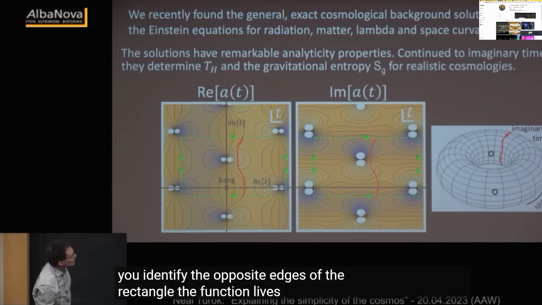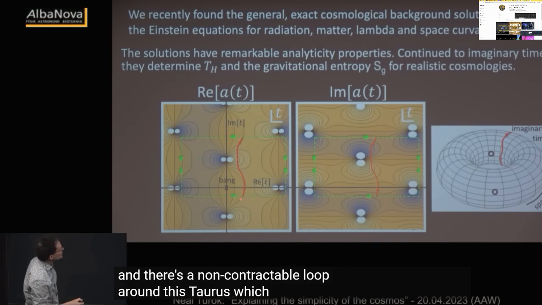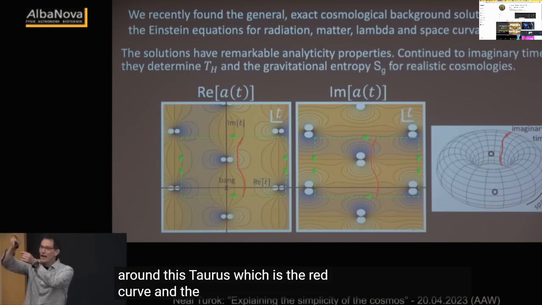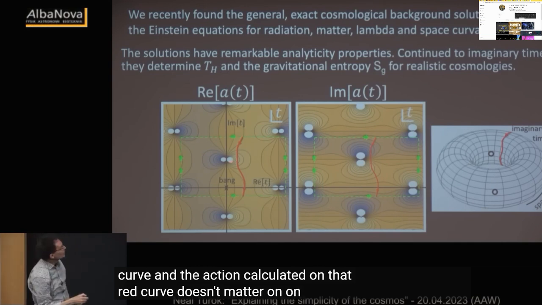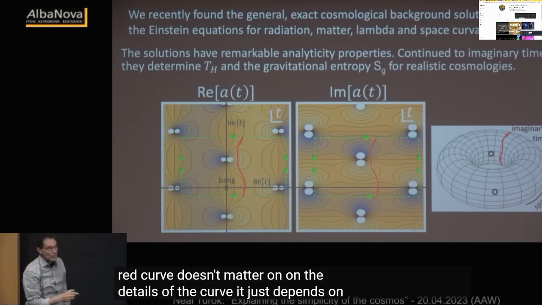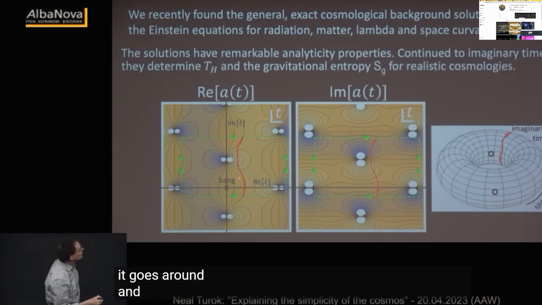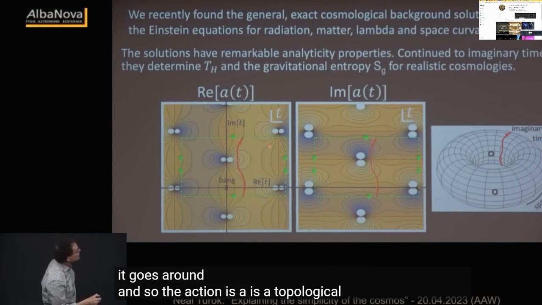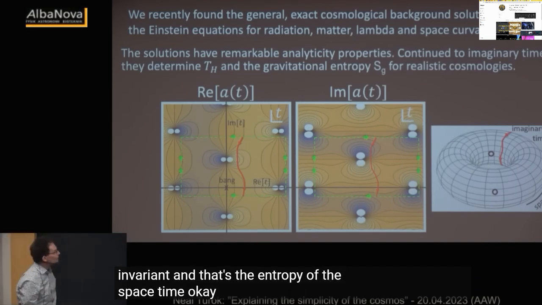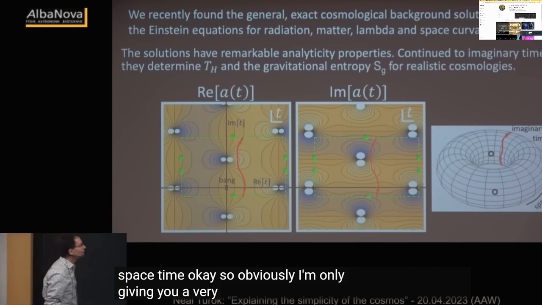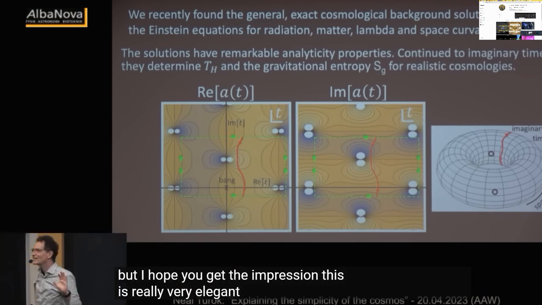The function lives on a torus, and there's a non-contractible loop around this torus, which is the red curve, and the action calculated on that red curve doesn't matter on the details of the curve. It just depends on the topology of the curve, how many times it goes round. And so the action is a topological invariant, and that's the entropy of the space-time. Okay? So obviously I'm only giving you a very brief glimpse of this, but I hope you get the impression this is really very elegant stuff.